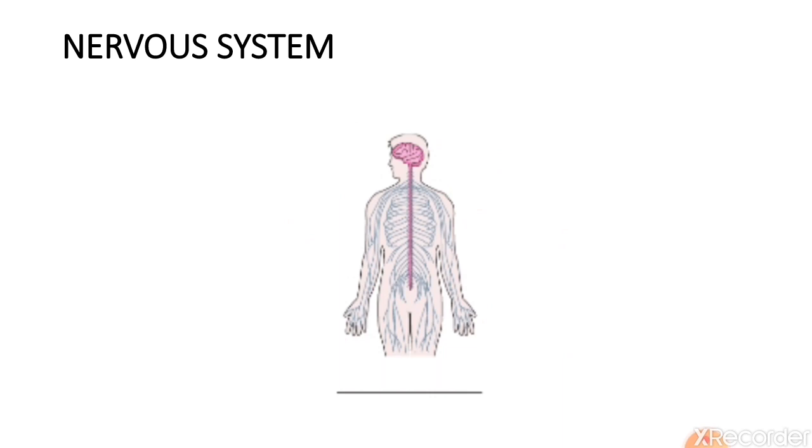Then the next picture is about the nervous system. In the nervous system, brain, nerves and spinal cord work together. It controls our body and helps to run our body smoothly. As you know, the brain is the CPU of our body. It controls our body. So with the help of this nervous system, our body runs smoothly.